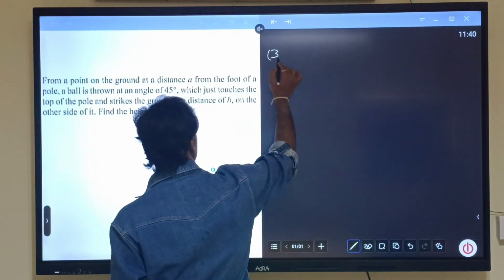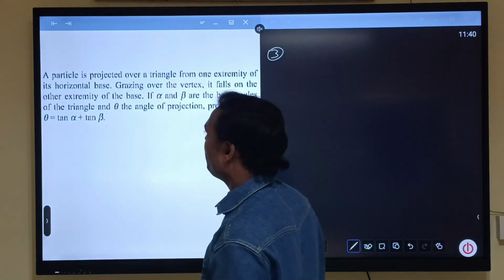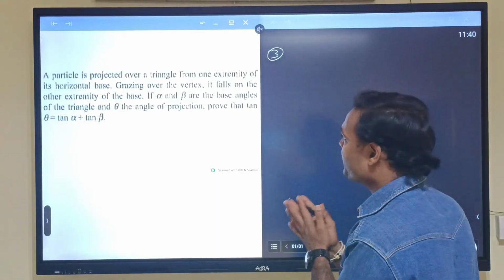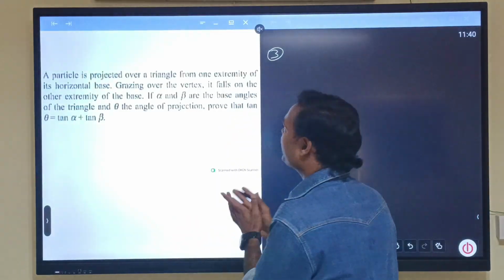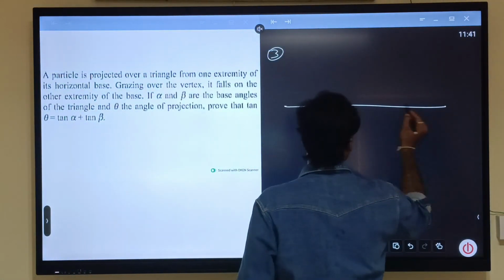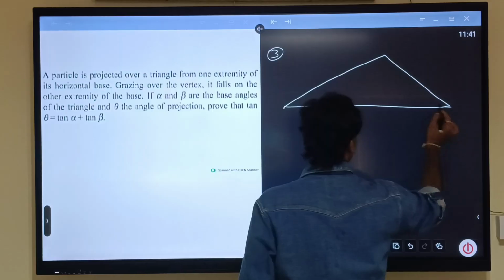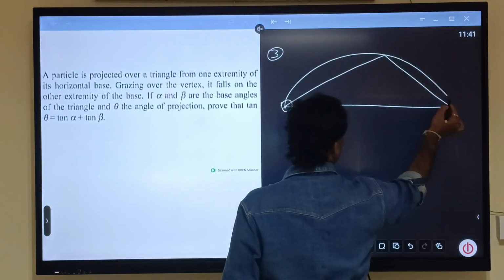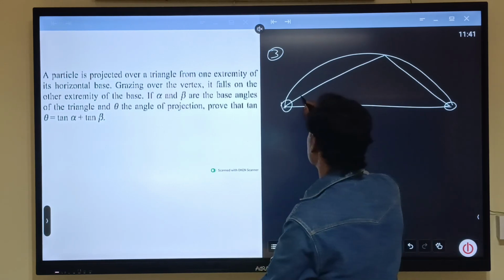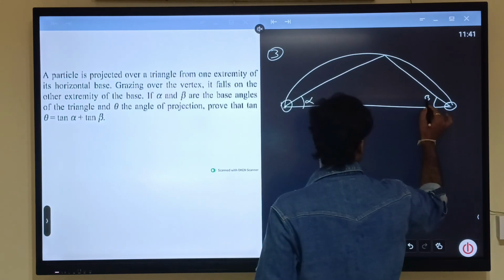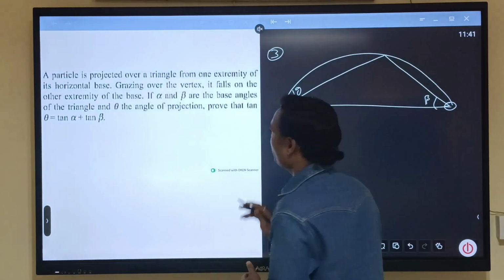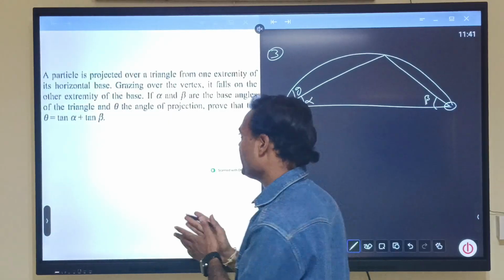Then the third question is: a particle is projected over a triangle from one extremity of a horizontal base, grazing over the vertex. It falls on the other extremity of the base. See, the first point is that it is a triangle, and the ball is traveling like this, grazing. If alpha and beta are the base angles of the triangle, let us assume this will be the alpha value, this will be the beta value, and theta is the angle of projection. Prove that tan theta is equal to tan alpha plus tan beta.